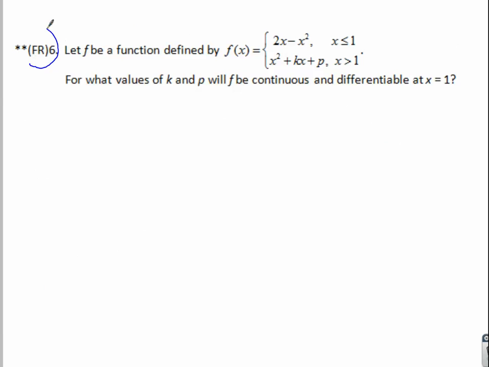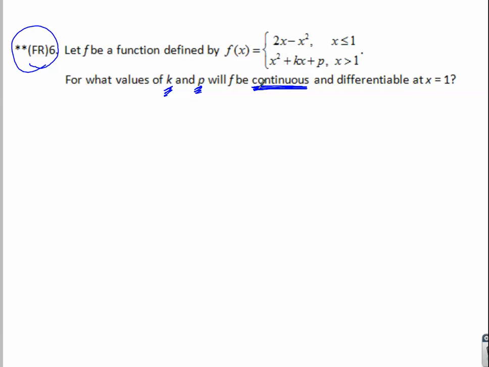Finally, another AP problem on the free response part. So that means show all the work, show all the work, show all the work. For what values of k and p? That's what we're looking for at the end. Will f be continuous and then differentiable at x equals 1?